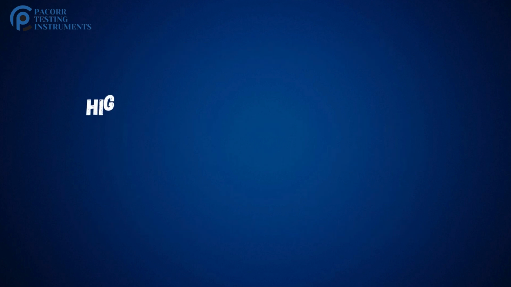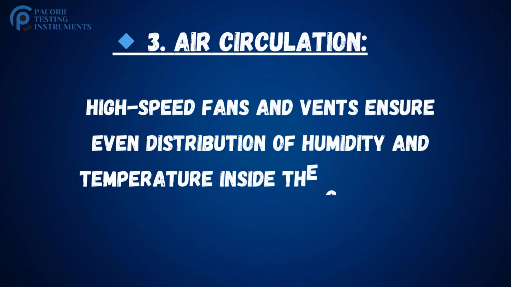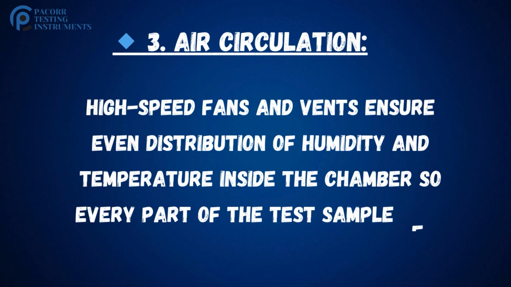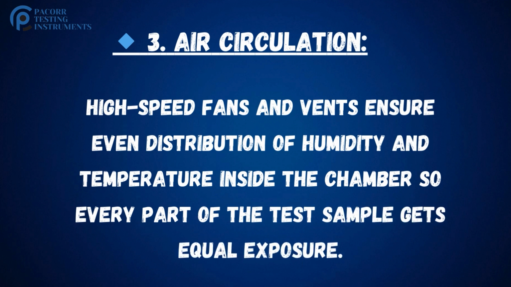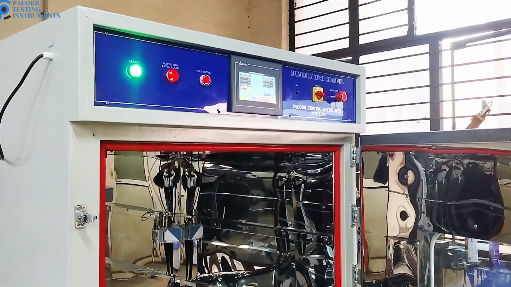Third, air circulation. High-speed fans and vents ensure even distribution of humidity and temperature inside the chamber, so every part of the test sample gets equal exposure. Now let's see how a product is tested in the humidity chamber.